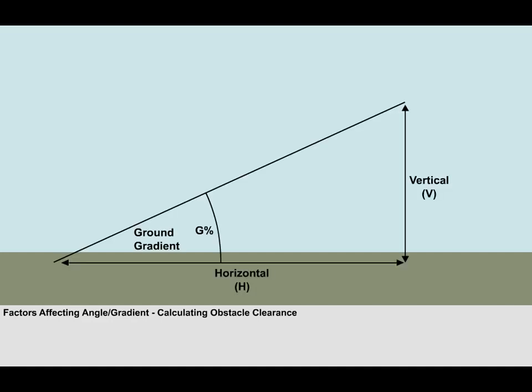Firstly, let us examine a simple formula which puts into perspective this particular type of problem. The gradient is actually a ratio of the vertical and horizontal components of the climb, expressed as a percentage. Shown on screen is the formula to calculate the gradient. Rearranging the formula also allows us to calculate the horizontal and/or the vertical components.